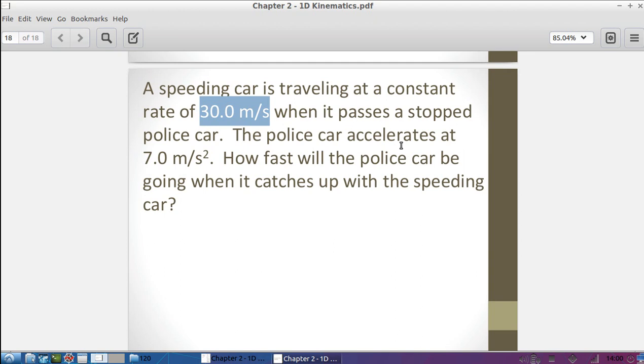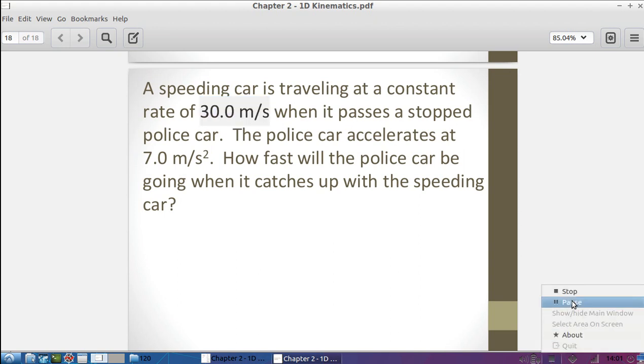So we're looking for how fast the police car will be traveling when it catches up with the speeder. Okay. So I'm going to pause quick. I'll give you maybe a couple minutes to try to set up this problem, and I'll come back to it. Okay, so pause, try and set it up, draw two pictures. Right, draw your speeder, and then draw your police car.